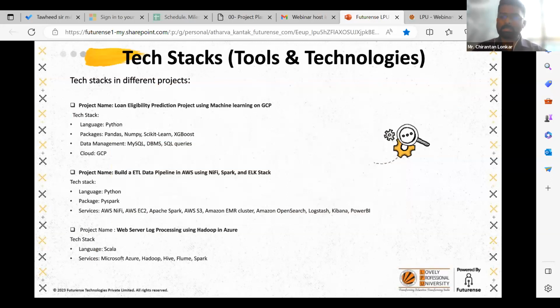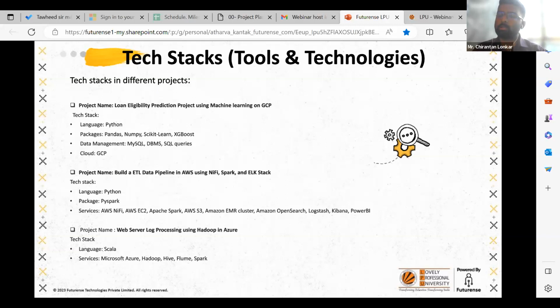If you look at the tech stack, I think it's very cutting edge. And the best part that we do at Futurance is that we are always tracking the job market. So we know which skill, which tool is the newest in the market. For example, if you look at the second project, which is build an ETL pipeline in AWS using NiFi, NiFi is currently one of the most required skills to have on your CV.